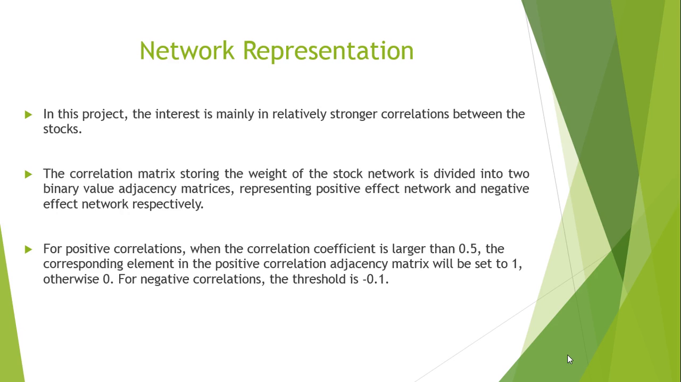In this project, the interest is mainly in the relatively stronger correlation between the stocks. The correlation matrix storing the weight of the stock network is divided into two binary value adjacency matrices representing the positive effect network and the negative effect network respectively. For positive correlations, when the correlation coefficient is larger than 0.5, the corresponding element in the positive correlation adjacency matrix will be set to 1, otherwise it will be set to 0. For negative correlations, the threshold is minus 0.1.